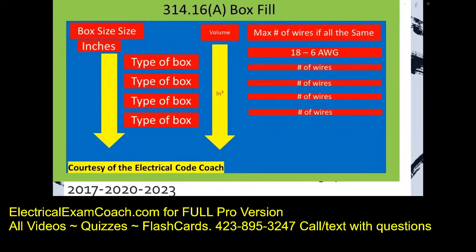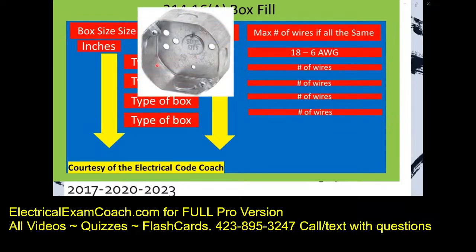Let's get to it. On the left-hand side is going to be our box size in inches. The next column over is going to be the type of box, and there are several different types of boxes. The first one is going to be the round octagonal box. A round box is truly circular, and the picture listed here is actually an octagonal box. I want to give a shout out to HomeDepot.com. It's where I snagged all these pictures.